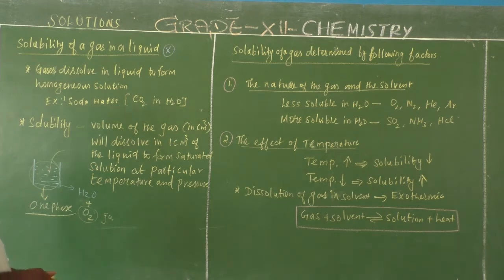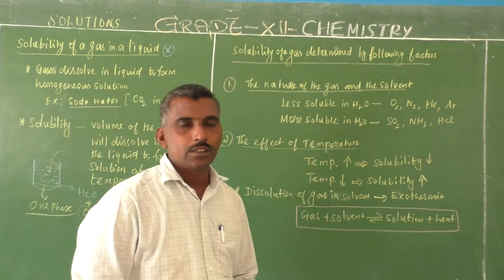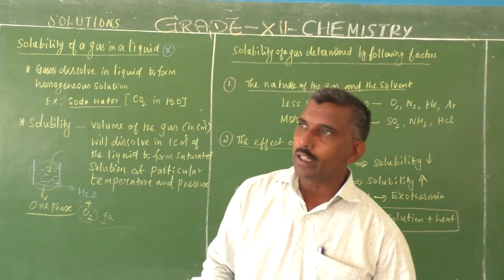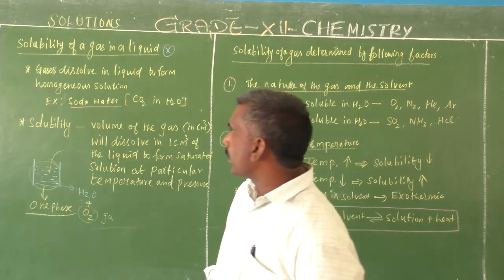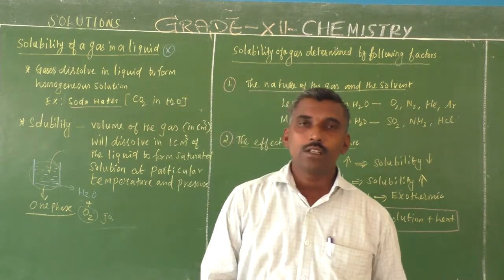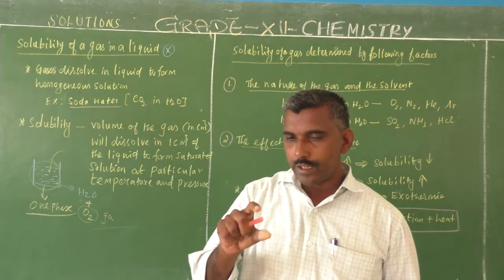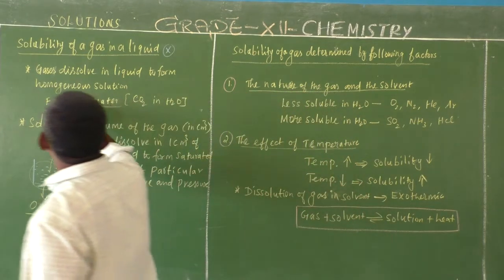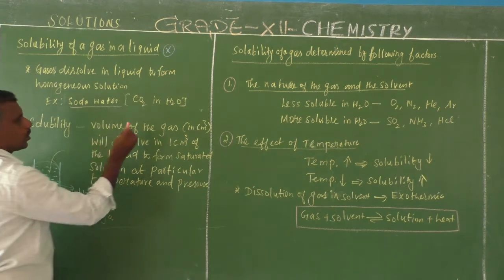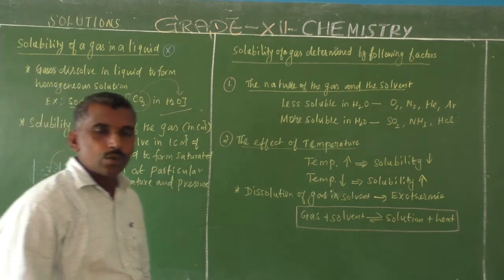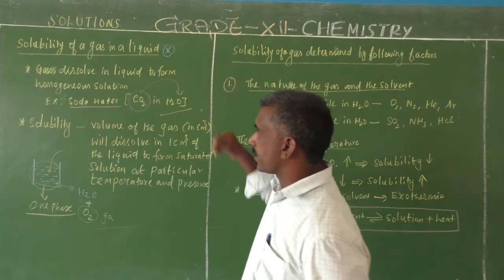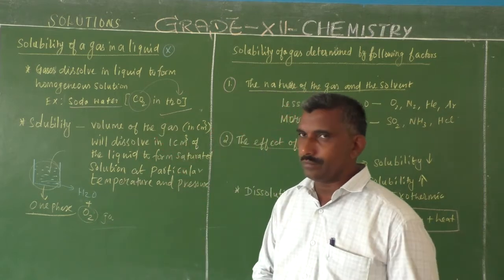A great example is soda water. You drink soda water, Pepsi, Coca-Cola and Sprite. Soda water or flavored aerated drinks contain carbon dioxide dissolved in water. Carbon dioxide gas is present, dissolved in water. Soda water is a great example of a gas dissolved in water.